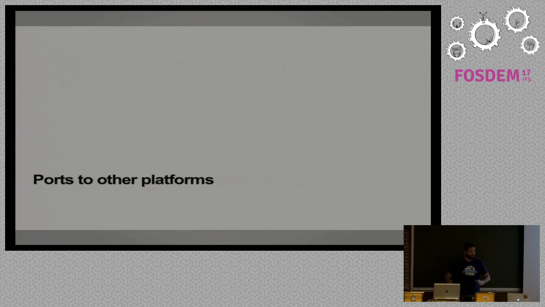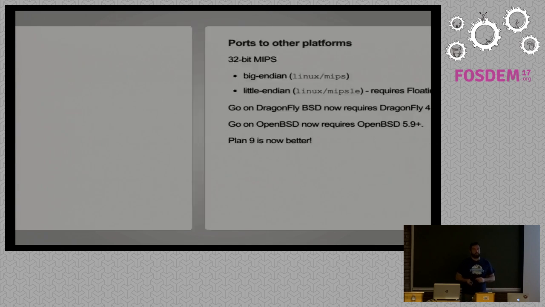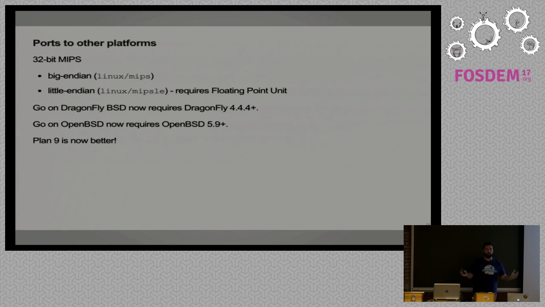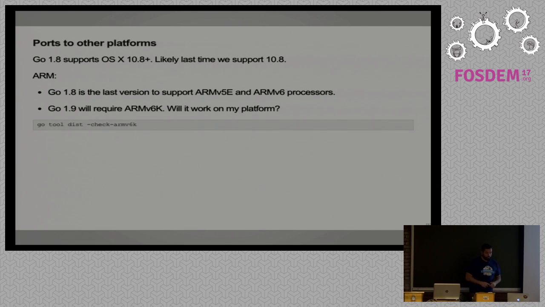That's it. No more changes to the language. There's a bunch of ports to different platforms. And I'm sure that most of you know about these platforms better than me, so I'm not going to get too much into detail. But now we support big-endian and little-endian 32-bit MIPS. Dave Cheney told me that I had to say that little-endian requires a floating point unit. And if you do not have that, you should enable hardware virtualization. If you understand what that means, you should do it. And there's also Plan 9 is better, and OpenBSD and Dragonfly BSD require newer versions of the OS.